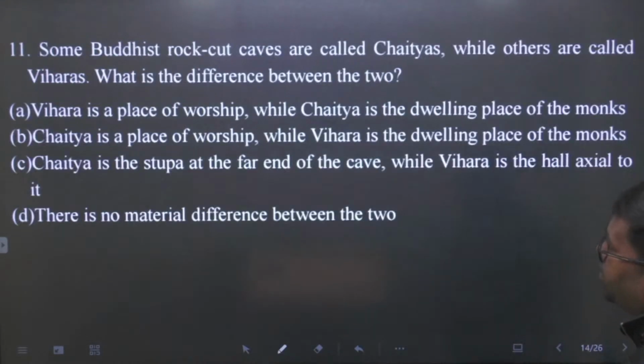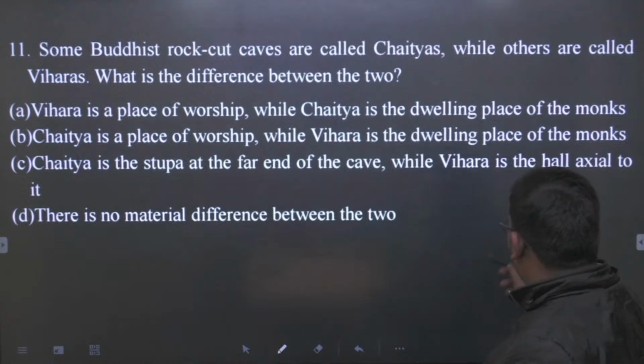So what about this one? In this question, if you see, this is Buddhism. Some Buddhist rock cut caves are called Chaityas, while others are called Viharas.